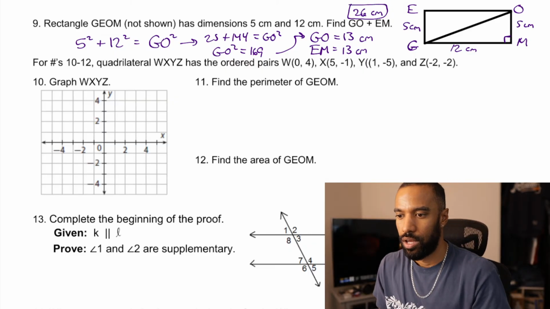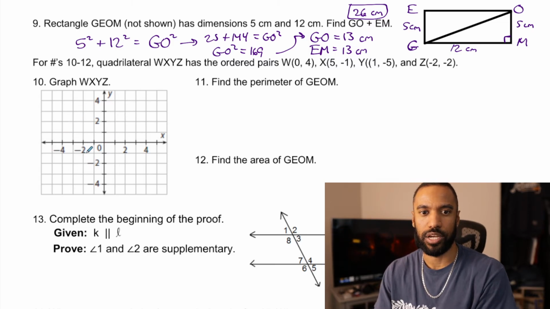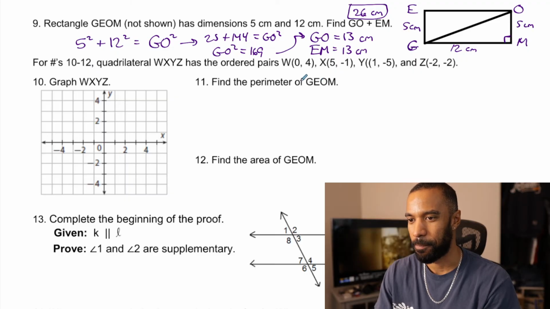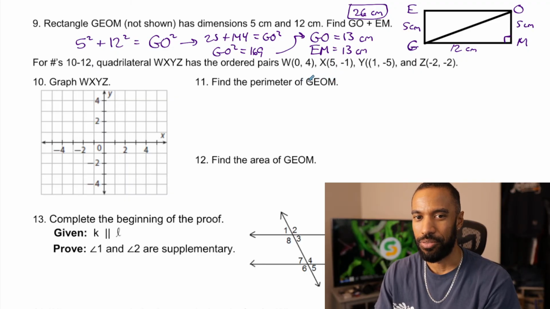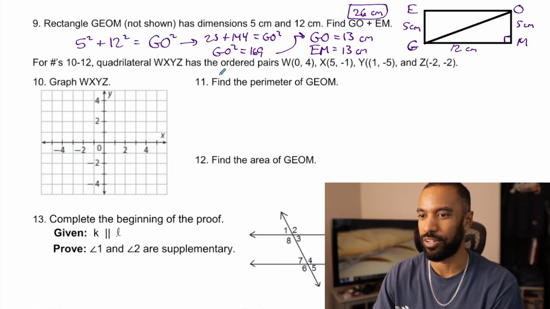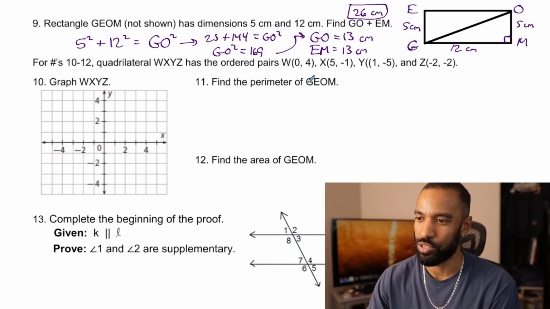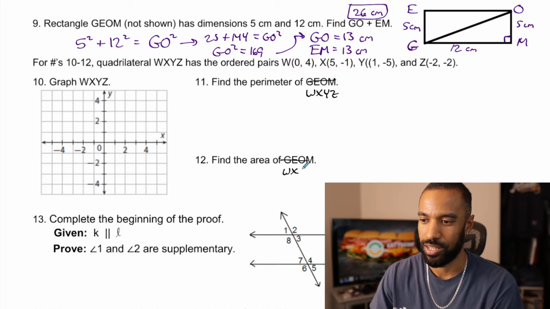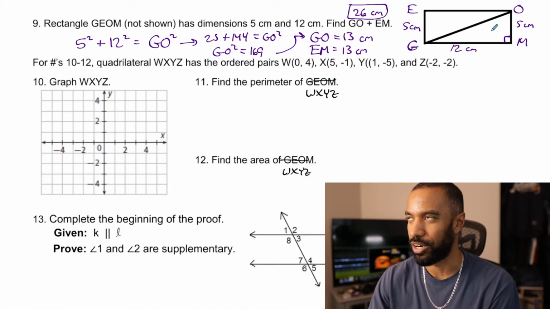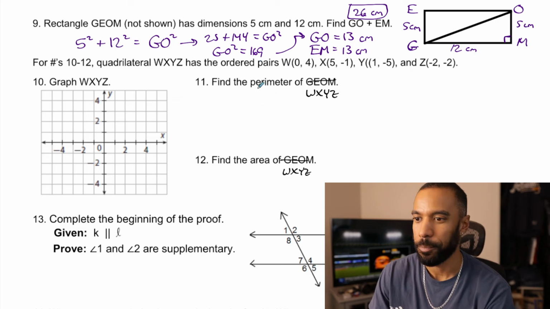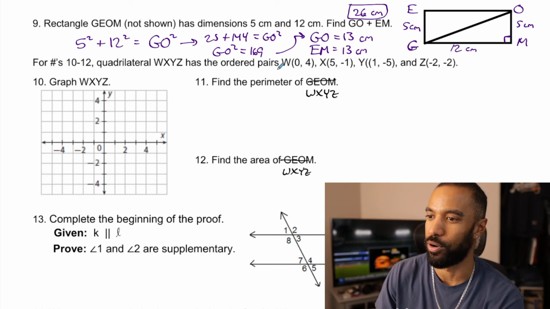Before I do WXYZ, this is kind of weird because, hold on a second. This one says find the perimeter of GEOM, but this says for numbers 10 through 12, and clearly this is right below. I'm going to assume this is for WXYZ. Sorry about that. If you want to know, the perimeter here would have been 34 centimeters, and the area would have been 60 square centimeters. But here, let's do this graph, and let's do the perimeter and area here like we did before.